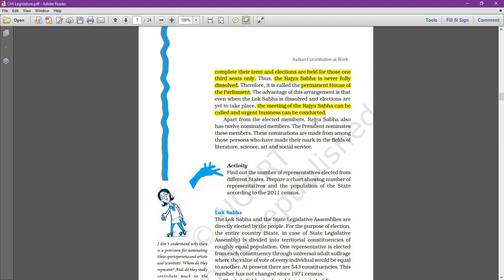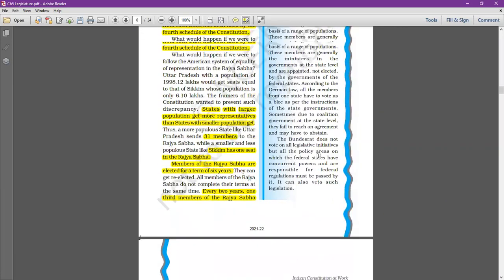So apart from the elected members, Rajya Sabha also has 12 nominated members, जिनको president nominate करता है, और उन members को nominate करता है जिनका science के अंदर, literature में, art में और social services में बहुत अच्छा नाम है ना. So those people are nominated. So nearly 12 persons are nominated by the president in Rajya Sabha. So this is the mechanism, this is the system of Rajya Sabha.